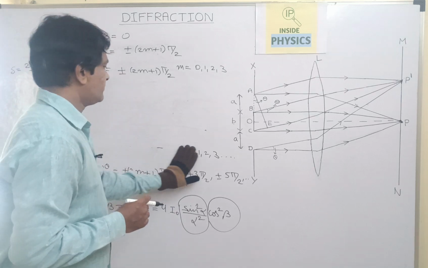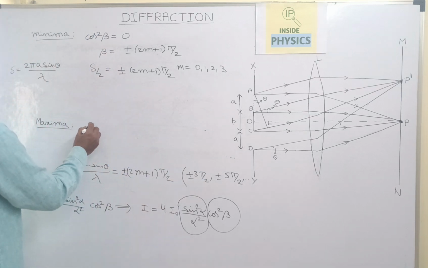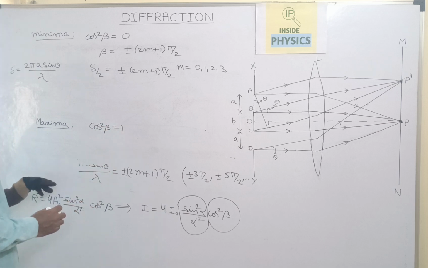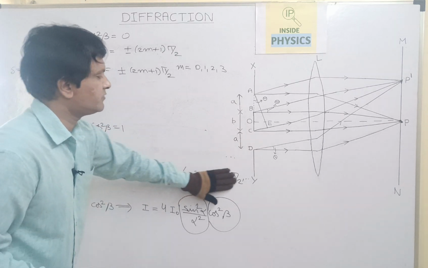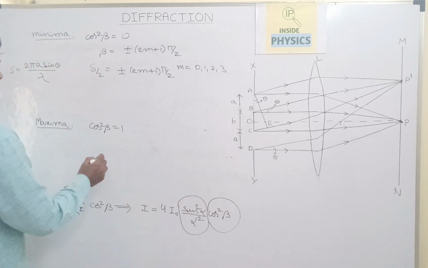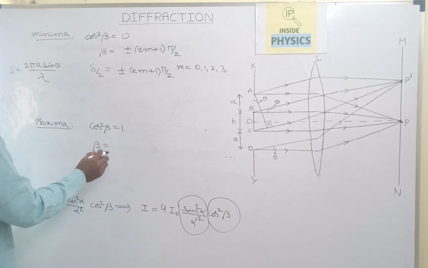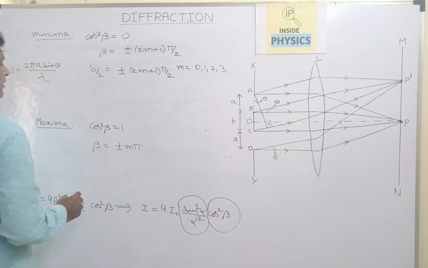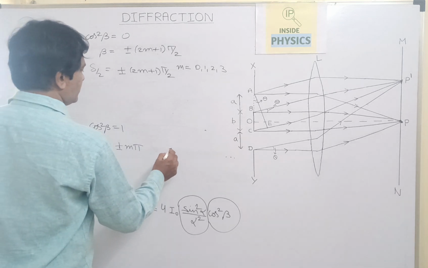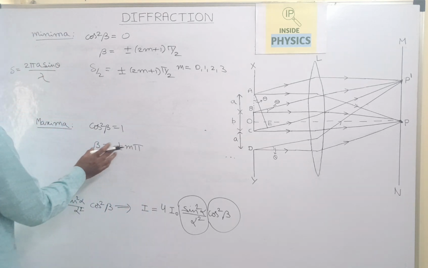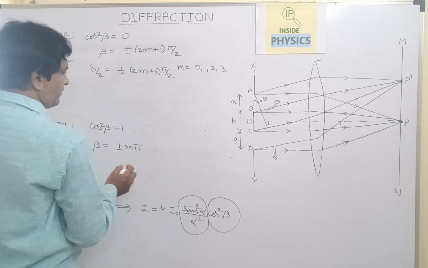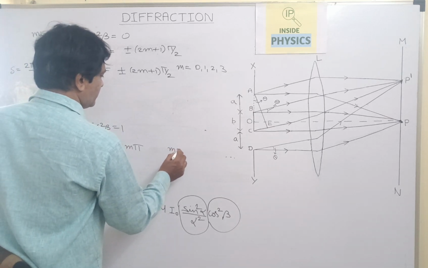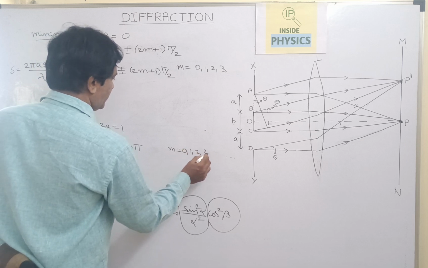For the other term, the cos term, what is the maxima condition? If cos square beta is equal to 1, then the condition for maxima is satisfied. So what should be the values for beta? These values must be plus or minus m pi. If m is equal to 0, then theta is equal to 0, what happens? This value becomes 1, where m is equal to 0, 1, 2, 3 and so on.